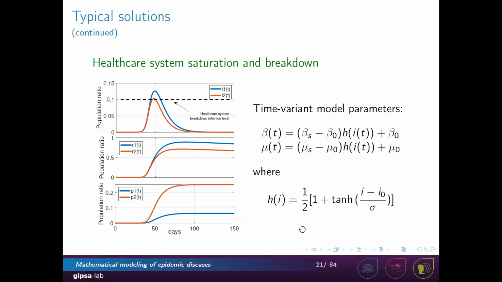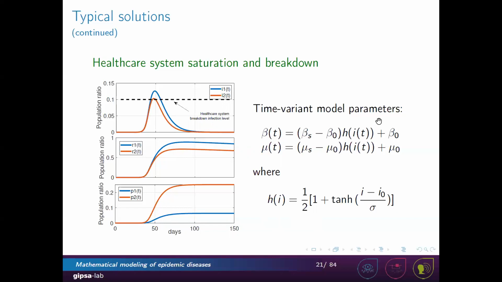Suppose that we have a saturation point beyond which the system can no longer support any infected cases. In this simulation, I've considered about 10% of the population. Of course, it's too much, but it's good for illustration. If the population of the infected passes 10% of the total population, I've assumed that the healthcare system will break down and will no longer be able to support new infections.